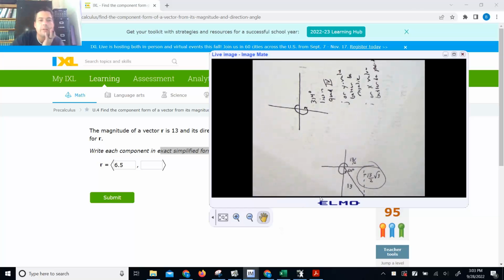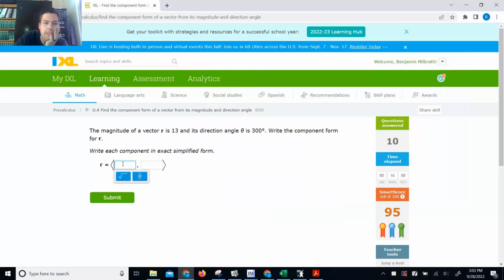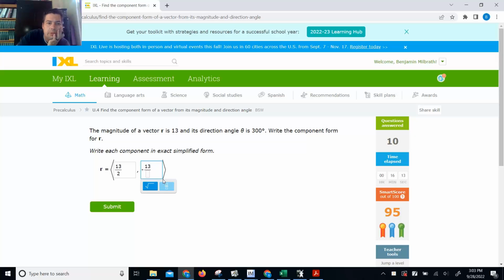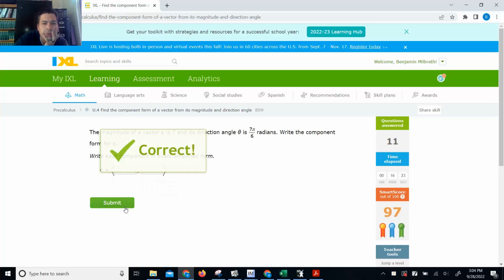So I'm glad I ran across that. I'm glad I noticed that exact form. I would assume that they will take 6.5, but I'm not going to chance it. And this thing's in quadrant 4, so the y value has to be negative. So negative 13 root 3 over 2. If you haven't memorized your 30, 60, 90 pattern by now, it's a good time to do it. Correct.